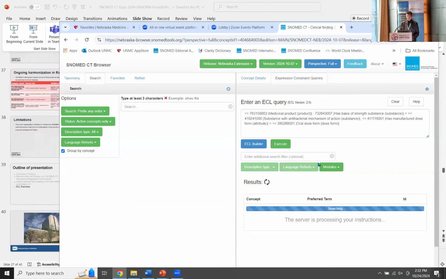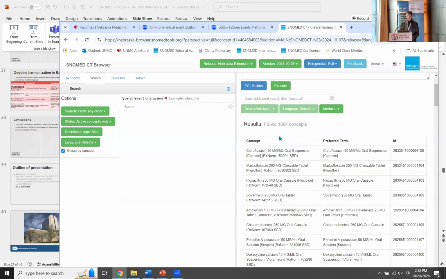And then execute. So it will find all 1,864 concepts, including ciprofloxacin, fluoxetine, spiramycin, and all that, right?